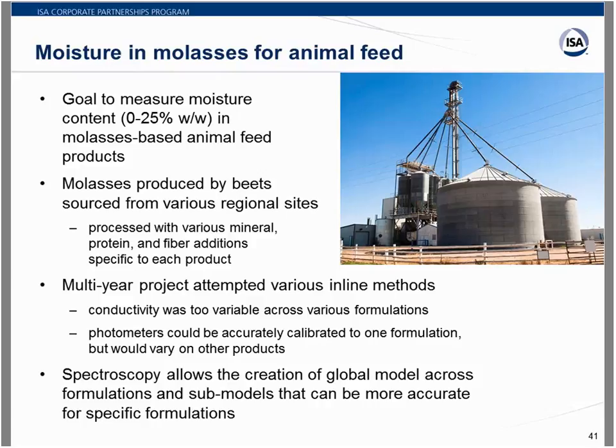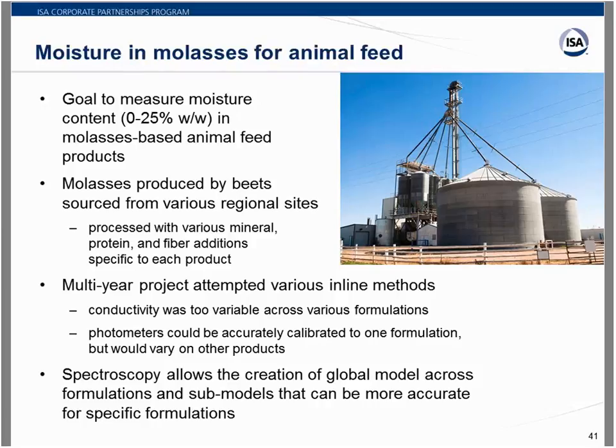So this client tried various inline methods to measure moisture, which included conductivity and photometers, for many years. But their inline methods did not work out very well, since the conductivity measurements varied a lot across various formulations, and the photometer measurements could be calibrated to only one formulation. So after listening to their challenges, we offered them a solution, explaining how spectroscopy can allow them to develop global models across different formulations to predict moisture accurately.